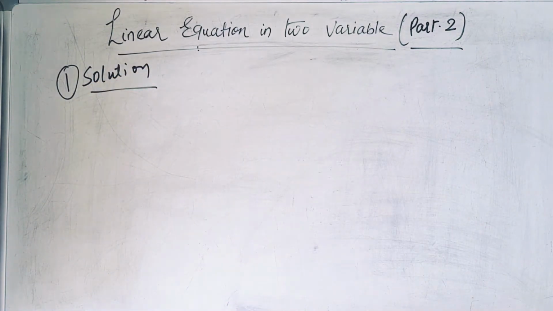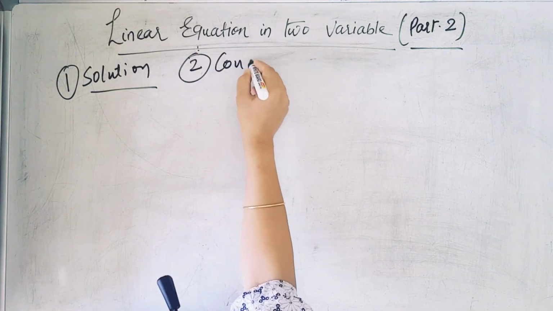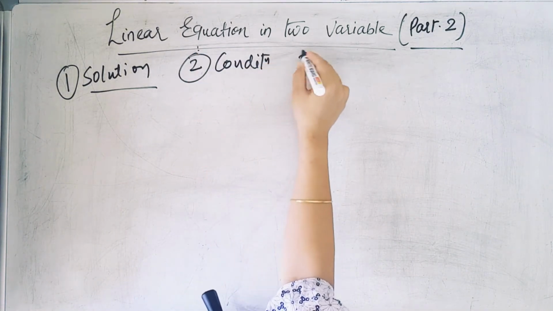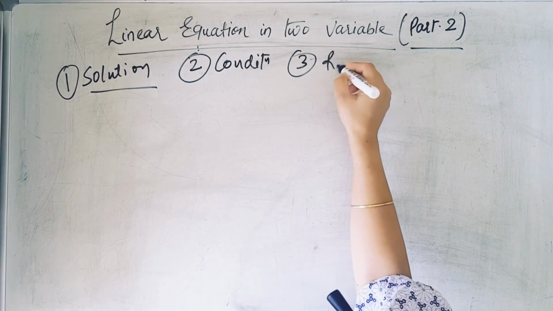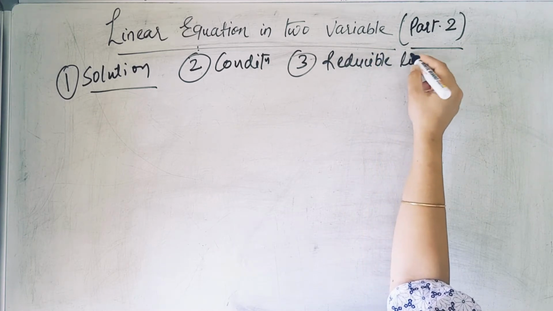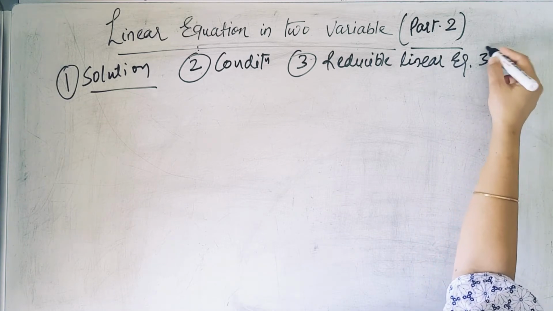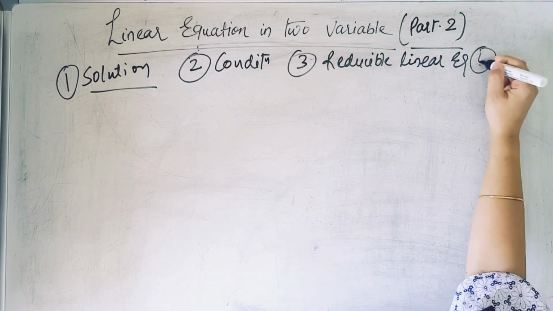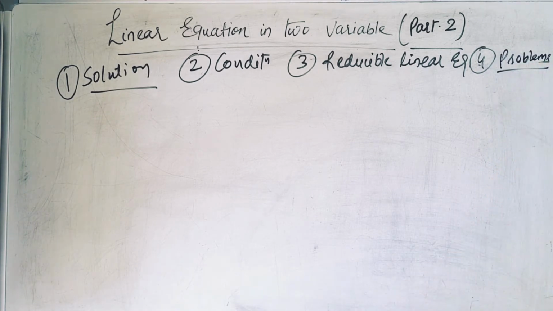We saw that there were 3 methods: the substitution method, elimination method and cross multiplication method. In this video we'll be seeing the conditions and the third type of equation, how to solve it, that is the reducible linear equation. And in my next video, the part 3 video, we'll be seeing how to solve problems when word problems come.